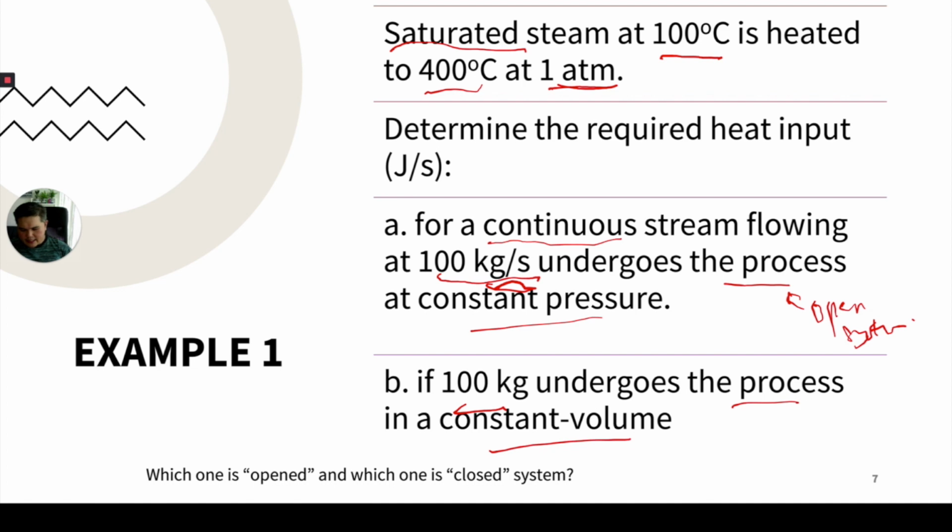Another one is they talk about 100 kilogram only. There is no rate involved here, and the process is at constant volume, right? So this is what we call a closed system. You can see the differentiation between the first problem and the second one: there is a rate in the first problem, but there is no rate, just mass, in the second problem.